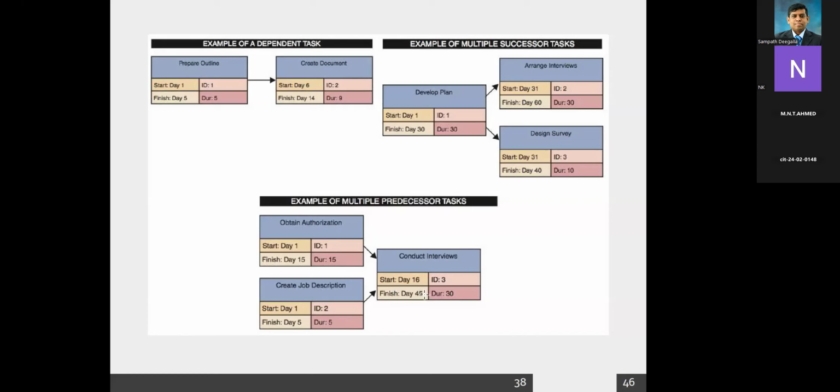Now, remember that to conduct interviews, you have to complete both. So look at the numbers. You start 1, finish 15; you start 1, finish 5. So ideally, when you're starting, you have to start on day 16. Why? You have to complete both. And it takes 30, so therefore it finishes on day 45. So make a note of these patterns, and based on that, you have to provide the numbers.